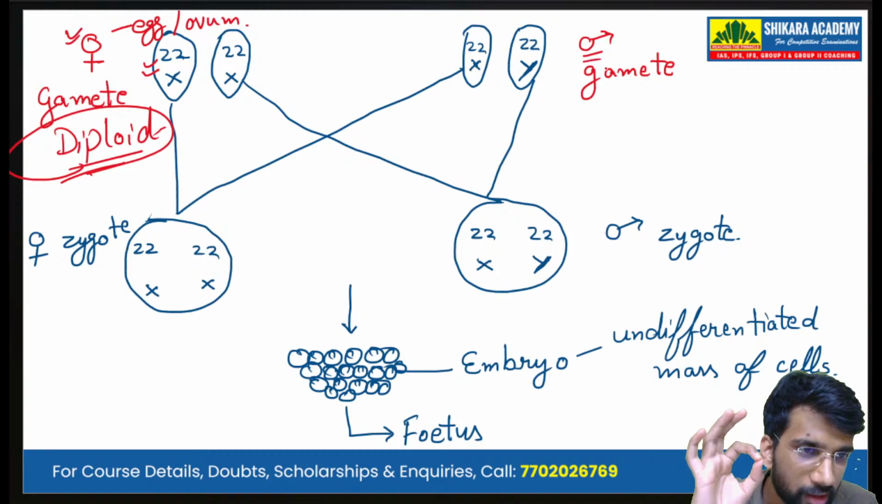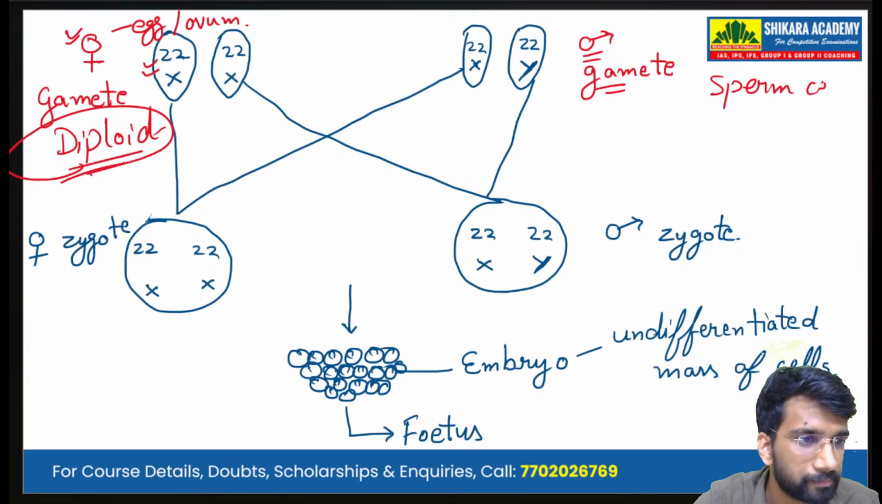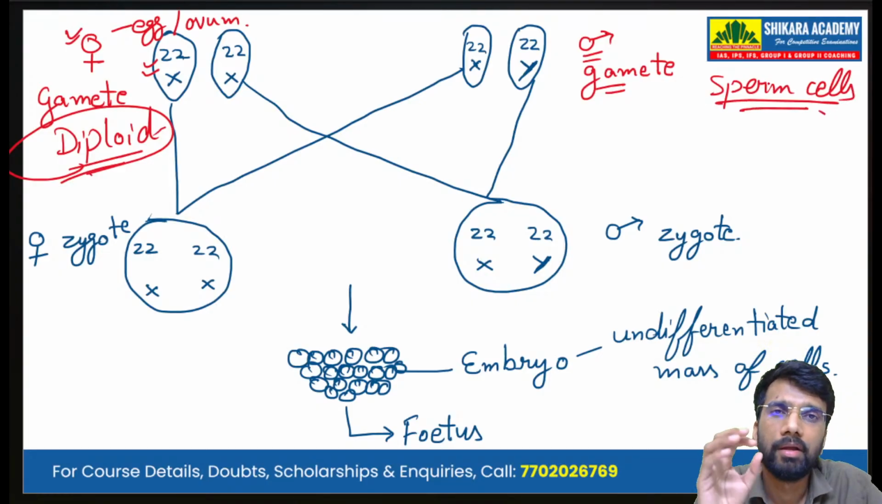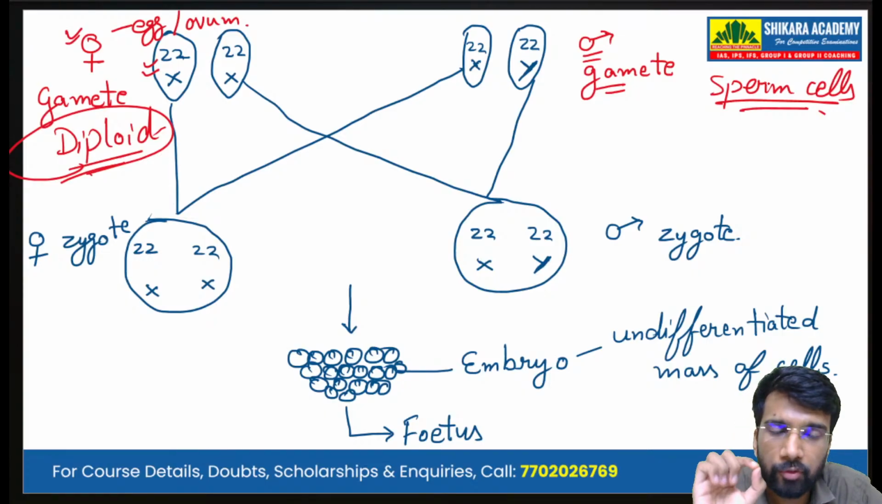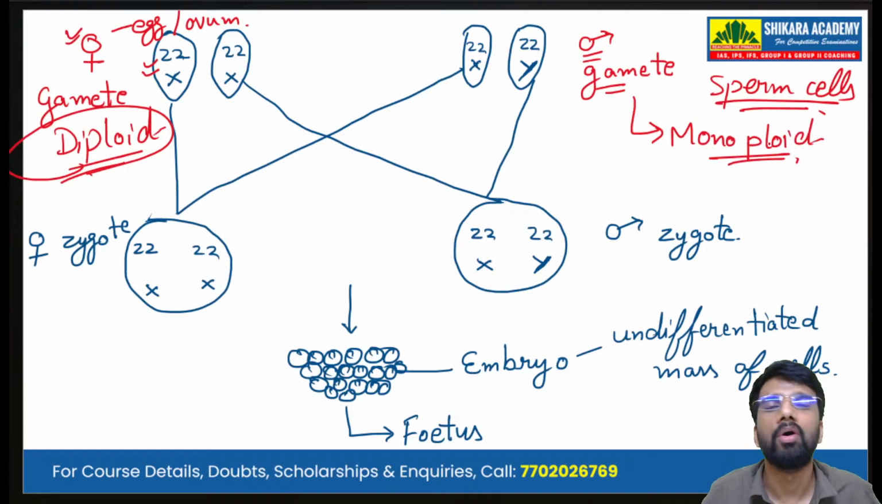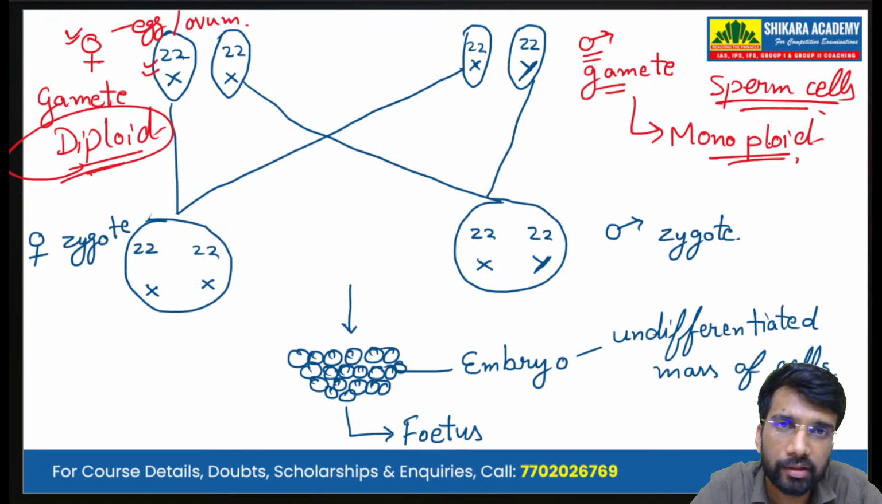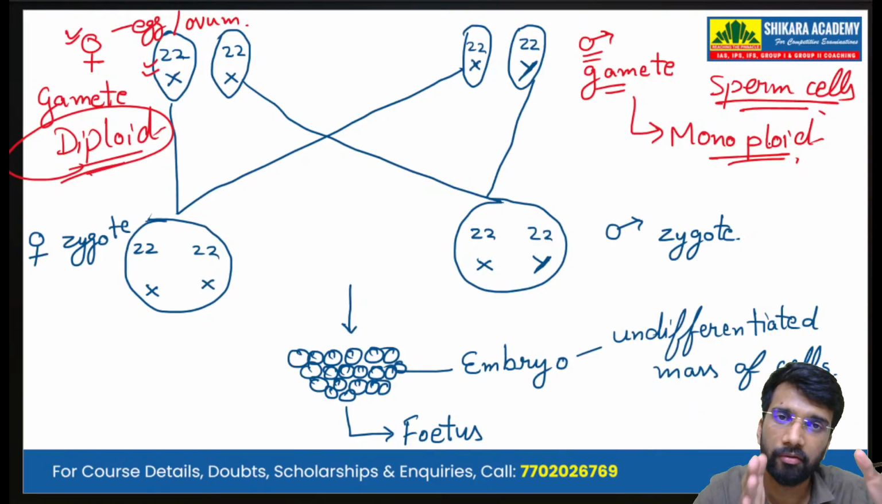In case of male gamete formation, that is the sperm cells, the configuration is also 22 autosomes and one sex chromosome in the gametes. So we have 23 chromosomes in the gametes, and we say that the gametes are monoploid or haploid, and haploid of diploid is the monoploid. So we say that in males, we have one X gamete and one Y gamete.